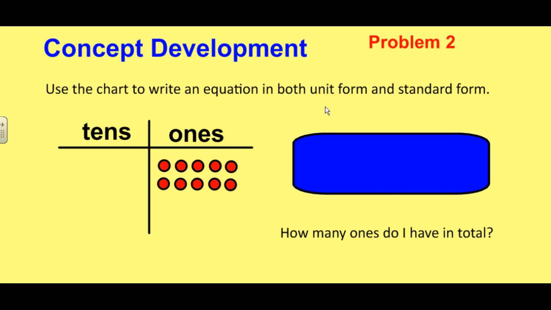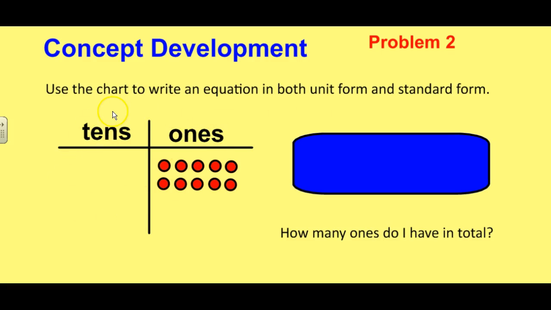Okay, moving on to using the place value chart. We just used place value disks, but we're going to use this chart to write an equation in both unit form and standard form. Unit form is where you say ones or tens. Standard form is just where you use the numbers.